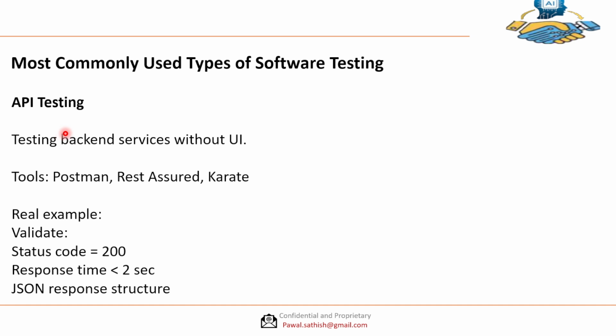Then next is API testing. This tests the backend services without a UI. When we are doing API testing, we don't have the UI; we are just executing the service. For this, we are using tools like Postman, REST Assured, and Karate. For example, when we execute the API, we validate the status code, it should return 200. Response time should be less than 2 seconds, and we also verify the JSON response structure. It should return the JSON response correctly.